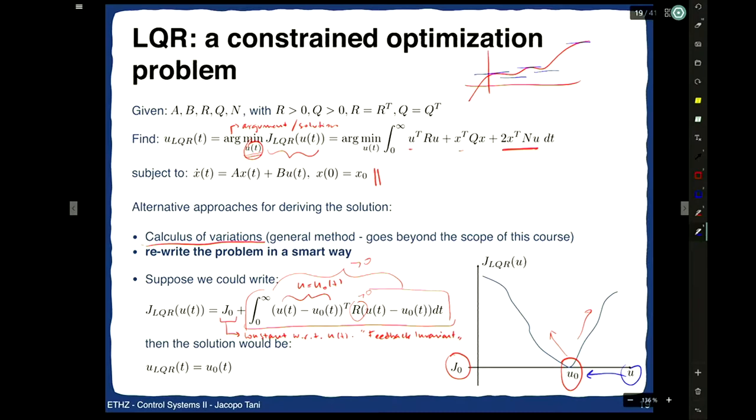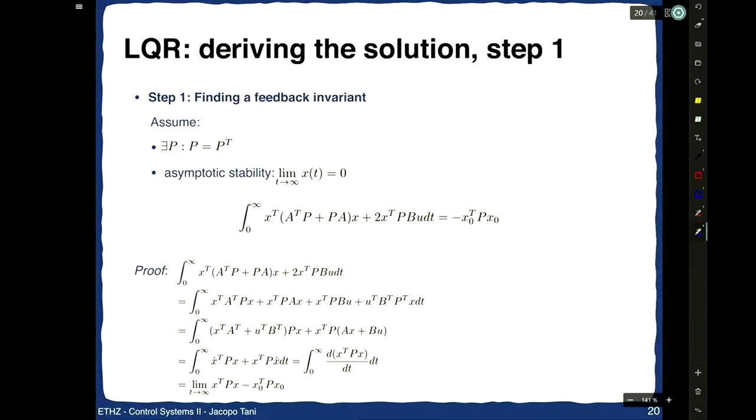Now, what are we going to do now? We're going to try to rewrite this function as this one. And we'll do this in two steps. So brace yourself: first step, second step, big math, put everything together, let's see what happens. So the first step is we need to find a feedback invariant. We need to find something that doesn't change if you change the u.